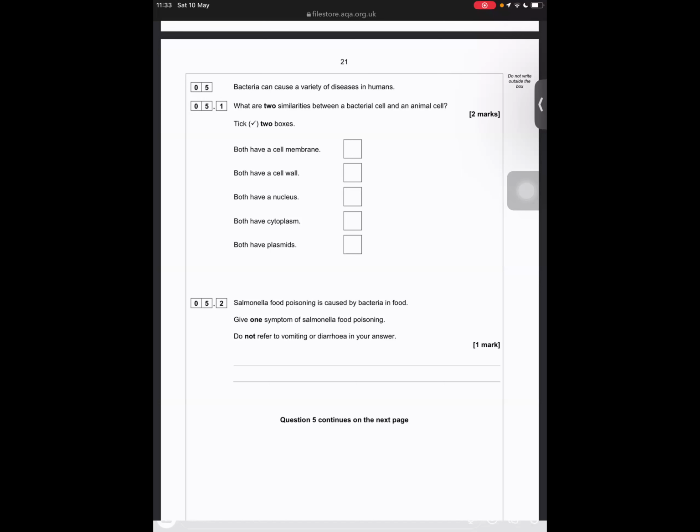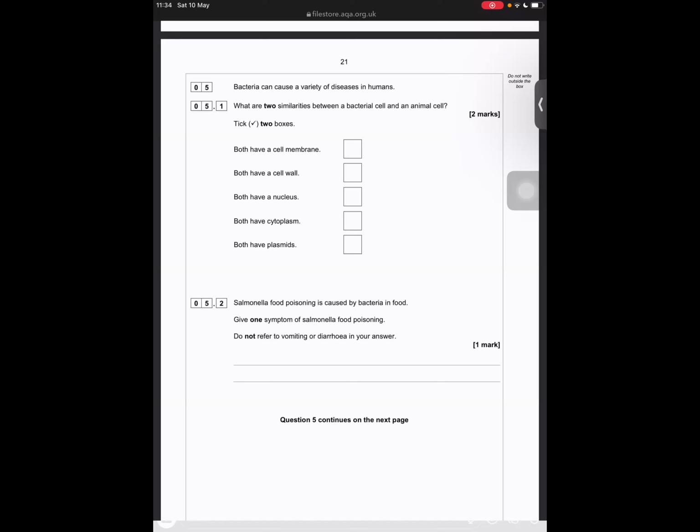This one is about bacteria. Okay, so it says what are two similarities between a bacterial cell and an animal cell? Tick two boxes. Oh, that's fine. Usually they say tick only one box. So let's see what similarity.